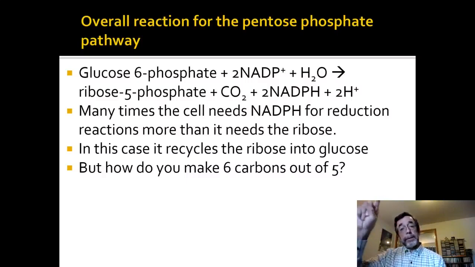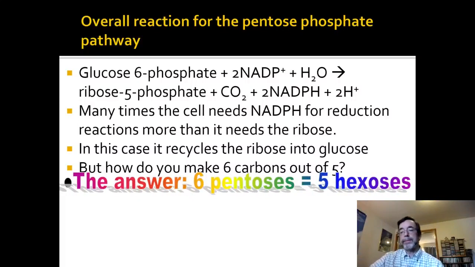In that case, it will actually run it as a cycle. It will make ribulose, turn that back into glucose, make more ribulose, basically strip the electrons off of the glucose. Use the glucose to make NADPH rather than to make ribose. But that's actually an interesting biochemical question, because how do you put carbon back on? If cutting off the carbon can be inefficient, how much more putting the carbon back on? So the cell has a really cool solution for this.